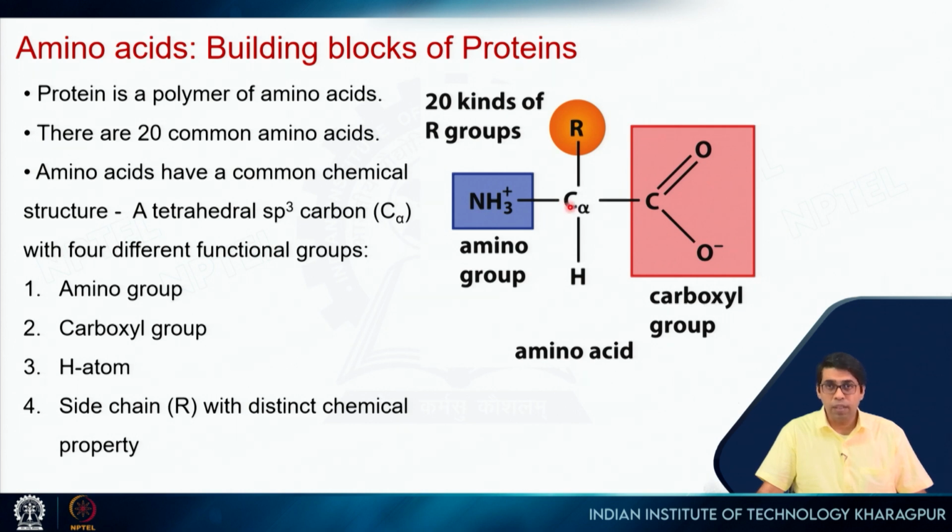So there is this alpha carbon, and we know that when carbon is sp3 hybridized, it can bind to 4, it has 4 hands. So one is an amino group, the other one is a carboxyl group, the third one is a hydrogen, and the fourth one is referred to as an R group, which can be different. And it turns out that for common proteins there are 20 different types of amino acids, and they have these different R groups.